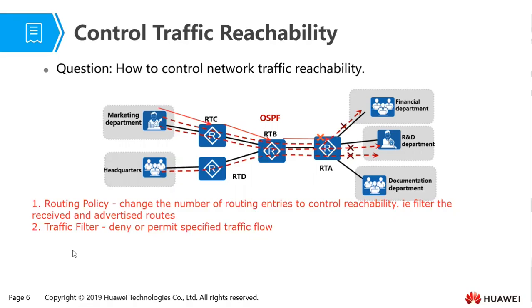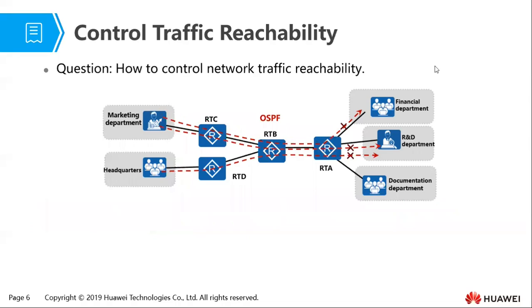So these are the two ways in which we can control traffic reachability in our network. Now, generally, with the routing policy, you want to achieve a number of things. So these are some of the things that a routing policy can enable you to achieve. Number one is to control route advertisement. So what route are you allowed to advertise?